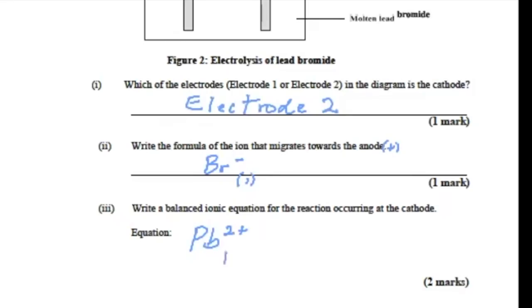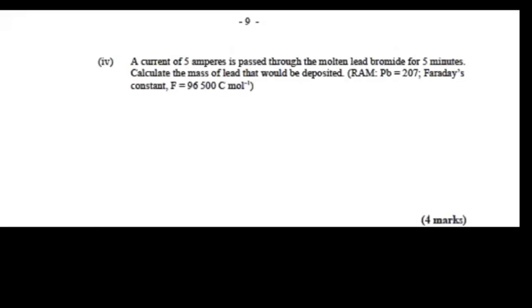And when they migrate towards the cathode, they will gain electrons because reduction occurs at the cathode. So we just need to show electrons being gained here, and this will give us Pb. It will still be dripping off the electrode as a liquid. So that is it: Pb2+ liquid plus 2 moles of electrons to give Pb liquid. Part 4. A current of 5 amperes is passed through the molten lead bromide for 5 minutes. Calculate the mass of lead that would be deposited.